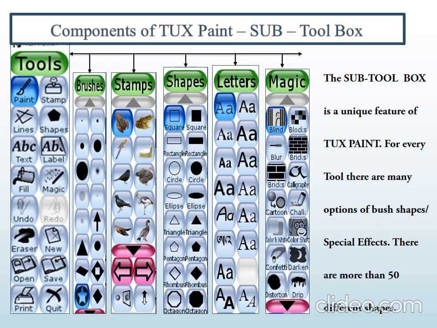In letters also, different alphabets are there. And in magic, you have effects like color t-shirt, blur magic, break, drip magic, and a flower, and so on. We will get into these in the lessons, and in each topic we'll learn about them in detail.